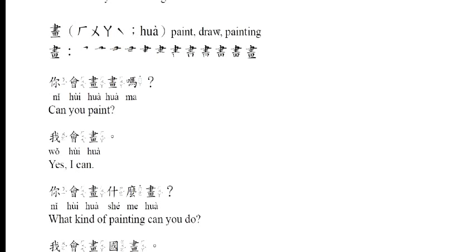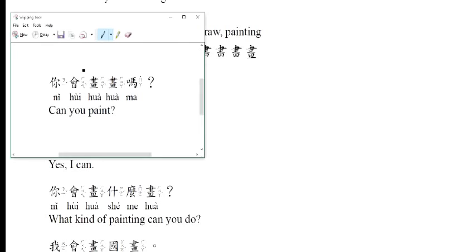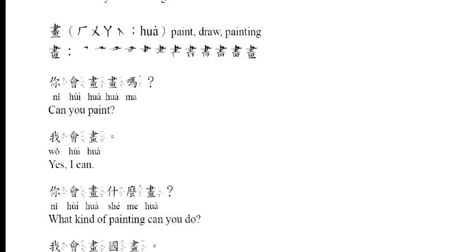画, to paint, to draw. And it also means painting as a noun. 你会画画吗? Do you know how to draw a painting? So this one is a bit tricky. 你会, you know how to, be able to. 画, this one is a verb, and this is a noun. Let us see the stroke order of 画.